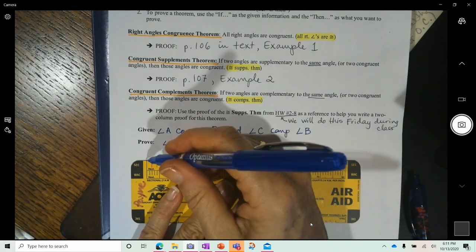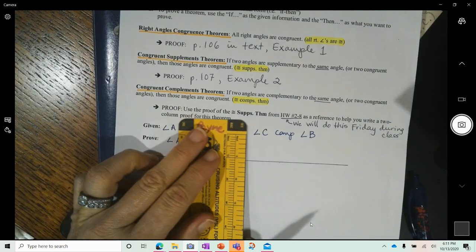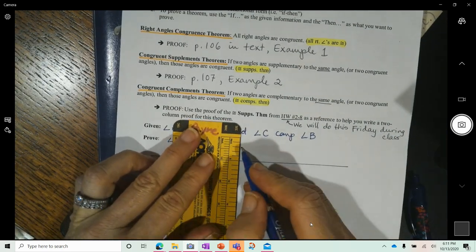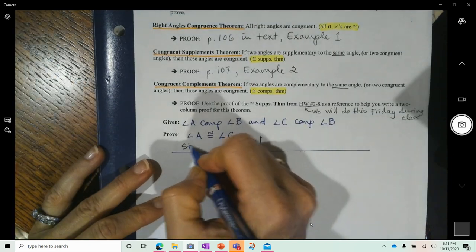Remember, please always use a straight edge so we have nice, crisp edges on our statements and our reasons. So these are our statements.